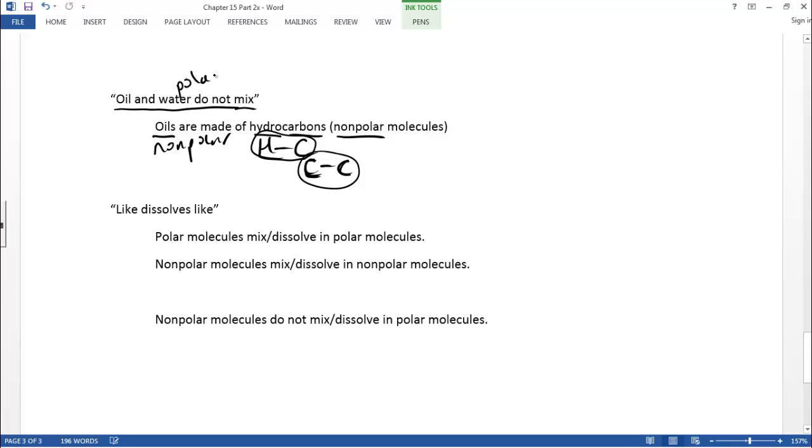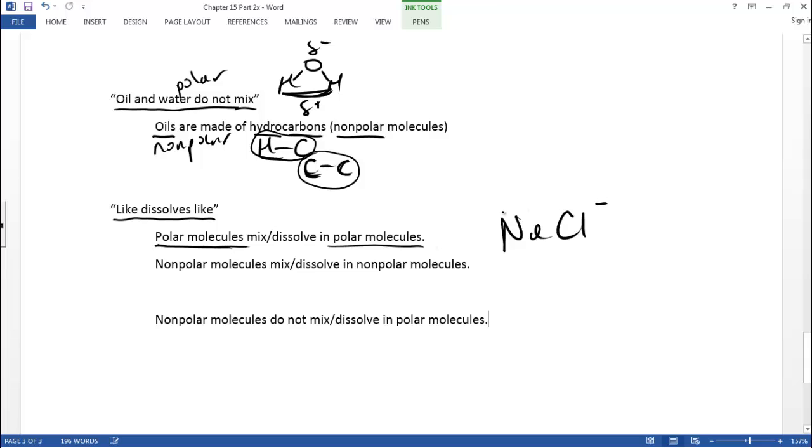Water, we just saw, is a polar molecule. It has a bent shape. Slightly positive down here, slightly negative there. It's a polar molecule. Well, polar molecules tend to stick to polar molecules. Nonpolar molecules are kind of forced out, and they don't mix. That leads to another little guideline called like dissolves like. That just means if a molecule is like another molecule, they should dissolve or mix together. So polar molecules dissolve in other polar molecules.